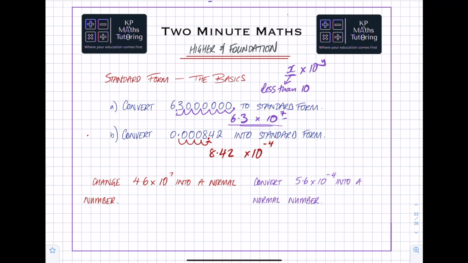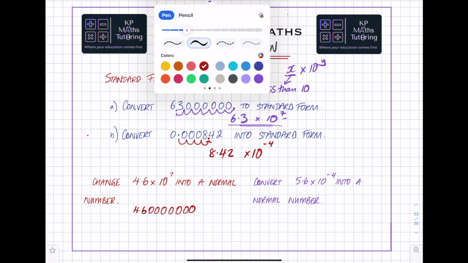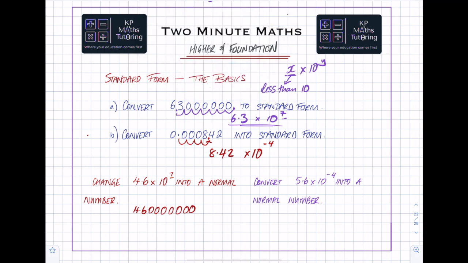Okay, last bit down here. So now if you're asked to convert the number into a normal number, so 4.6, so we know it's 4.6, it's 10 to the power of 7. So what I'm going to do is just put a load of zeros after that number, because I know, because it's a positive integer, I know it's going to be a really high number, and count 1, 2, 3, 4, 5, 6, 7. That's where my decimal would go.